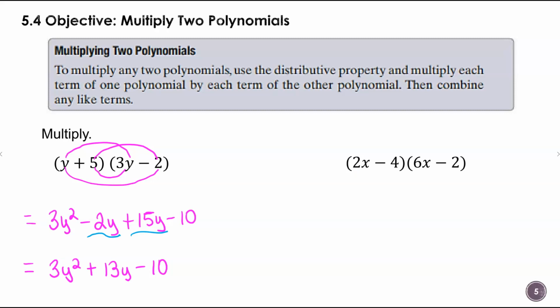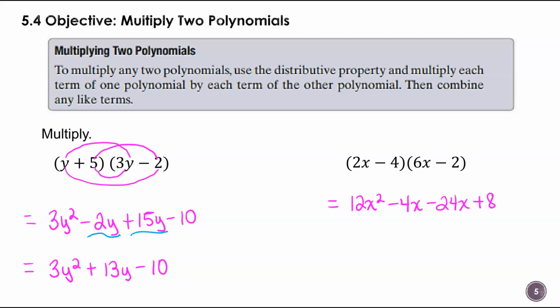So on this, I'm going to take 2x times 6x. You want to have an order so you don't leave anything out. And then 2x times negative 2 would be negative 4x. And then I go to the negative 4 and distribute it with the 6x and the negative 2. So negative 4 times 6x would be negative 24x. Negative 4 times negative 2, positive 8.